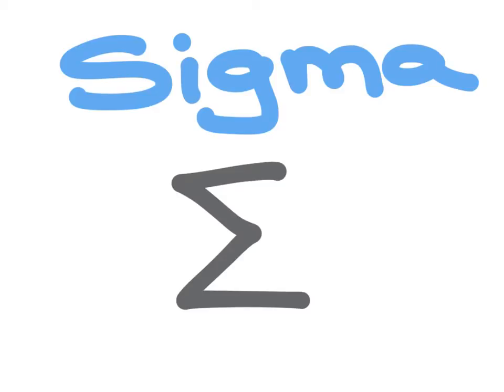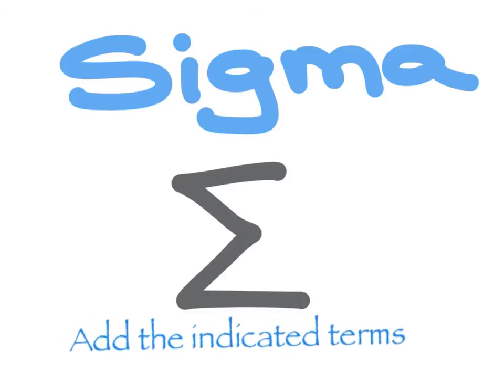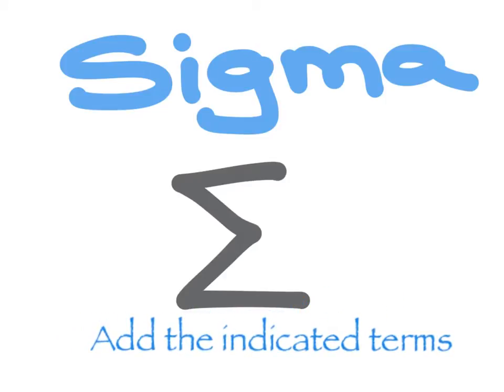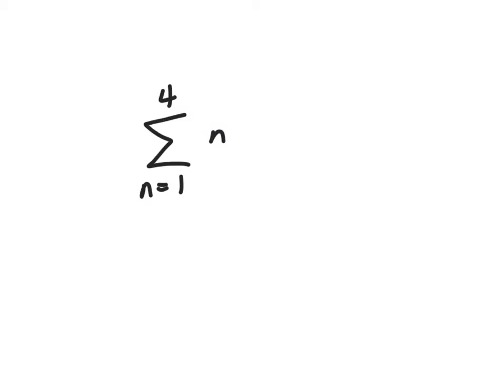This video is on sigma. This is a Greek letter that occurs in mathematical expressions, and it means to add the indicated terms. Let's take a look at a very basic example to see how this is used.